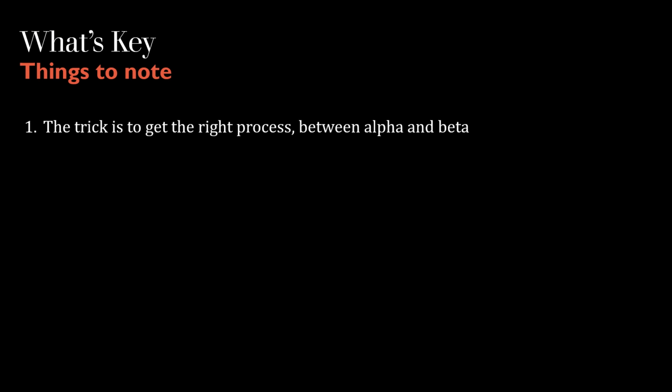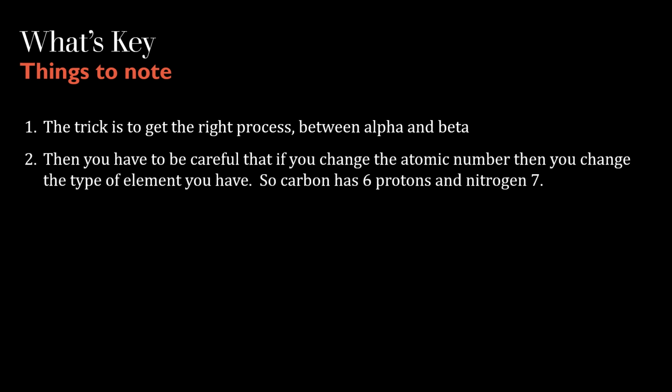So things to note about this question. Well, the trick is obviously to get the right process, know your alphas from your beta. And if we can just remember alpha is helium, then we'll know what the beta process is. You have to be careful that if you change the atomic number, you're changing the element type. So carbon has 6 protons, nitrogen 7, and that's a big giveaway.